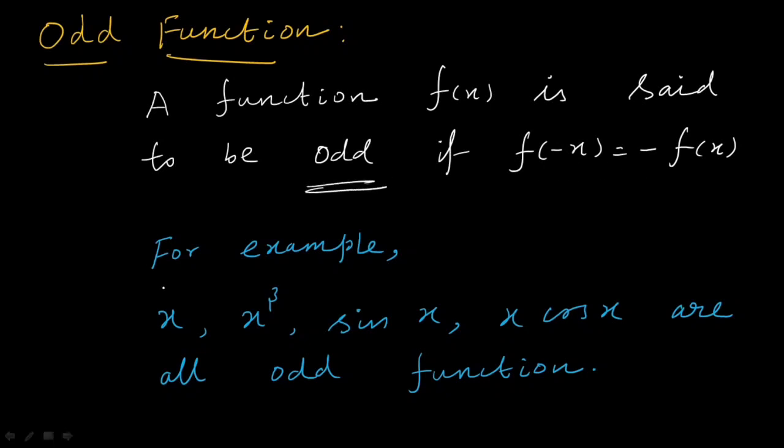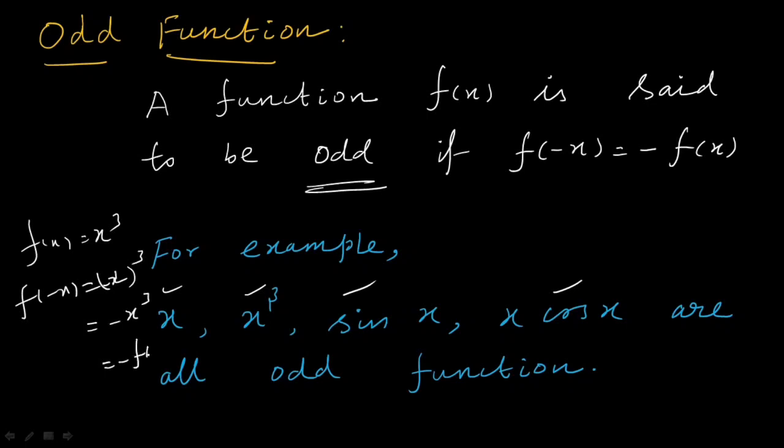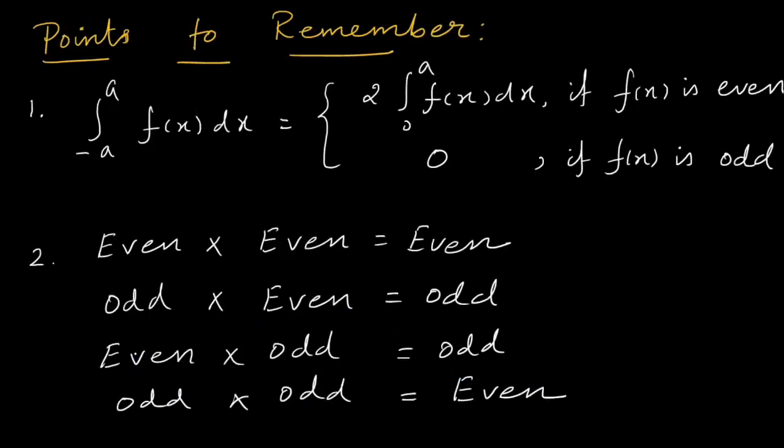For example, here itself we can give so many examples like x, x cube, sin x, x cos x. These are all examples of odd functions. That is, if you replace x by minus x, what happened? Suppose you take f of x as x cube, replace x by minus x, what happened? Minus x the whole cube, right? Minus x the whole cube is nothing but minus of x cube. That is, minus of x cube is nothing but the negative of your given function. So if it is like that, then the given function is of odd type.